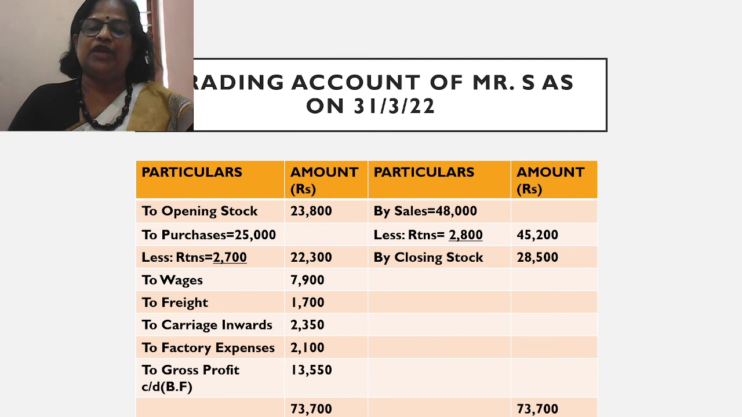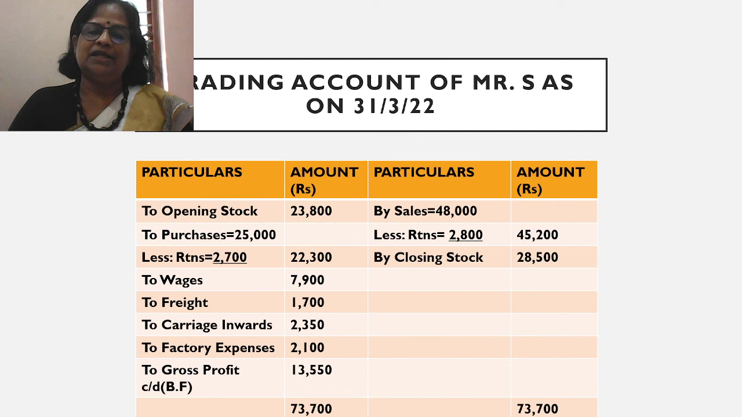Now you have to write the credit side. By sales 48,000 less sales returns 2,800, so you are getting 45,200 on the credit side. By closing stock 28,500. So the total is 73,800. Now you have to see which side is higher. The credit side is higher, that is 73,800. You write the total on both sides. Now the next step is to balance this account. When you balance, you will get a gross profit of 13,550 that will be transferred to the profit and loss account.